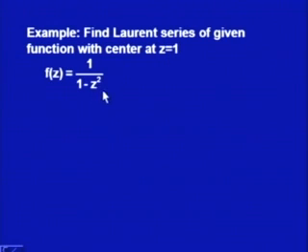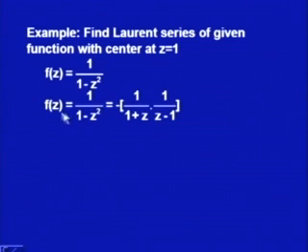One may notice that this function f(z) is not analytic at z equal to 1. We can express this function f(z) in the form 1 upon (1 plus z) into 1 upon (z minus 1), and I have taken minus outside to make it 1 minus z square. So, this function is not analytic at z equal to 1 as well as at z equal to minus 1, but since we have to find Laurent series expansion about z equal to 1, we are concerned about its analyticity at z equal to 1.